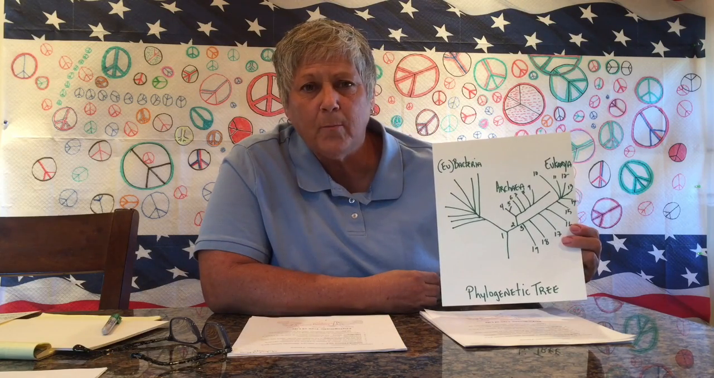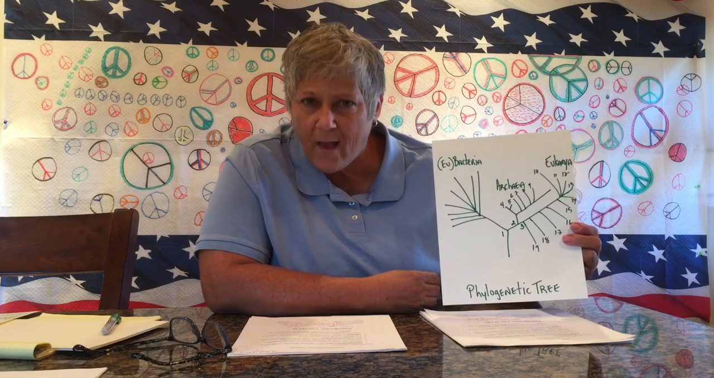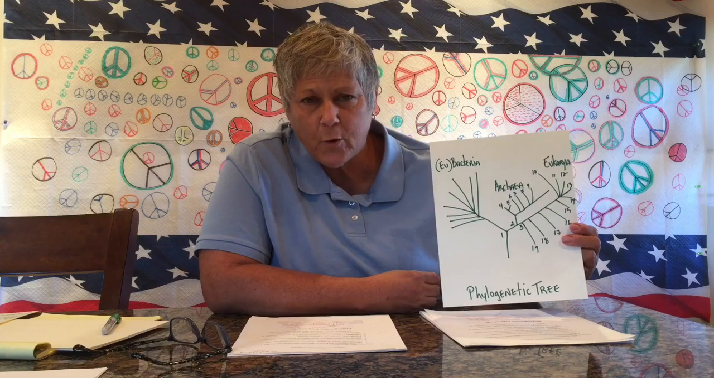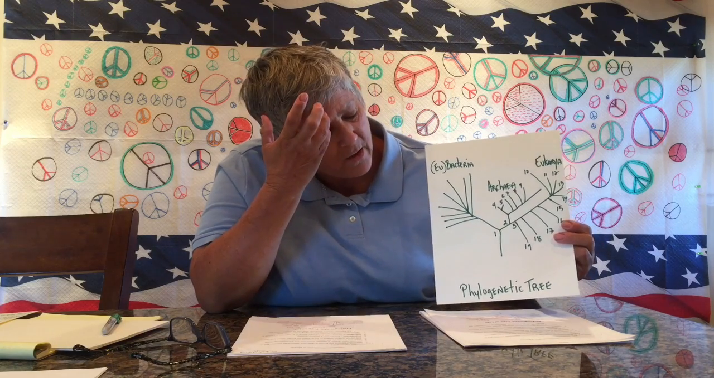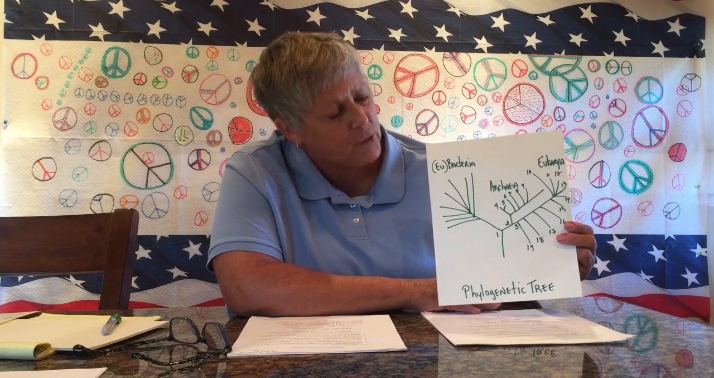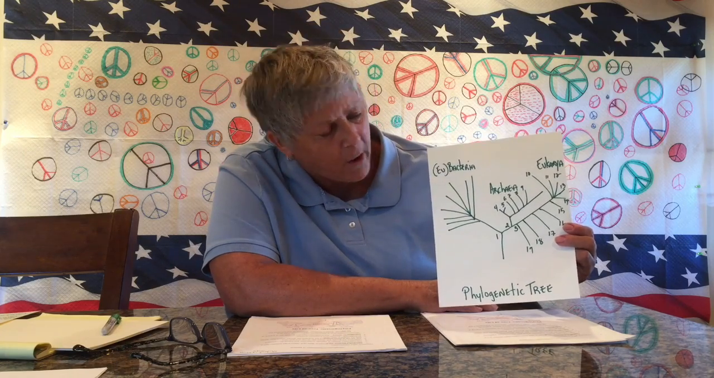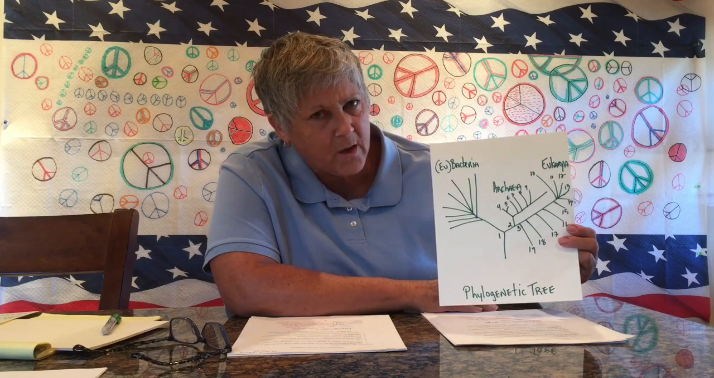Now, when we look at the branching points, their relationship to each other is going to indicate to us when that evolutionary event took place, and if we are comparing where a group of organisms are in relation to another on this tree, the closer together the branches, the more closely related they are. That probably didn't make a lot of sense, so let me try.